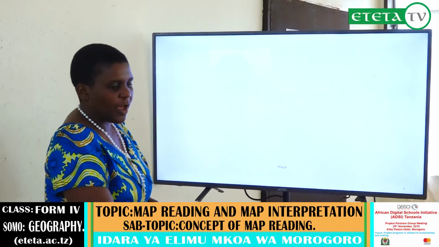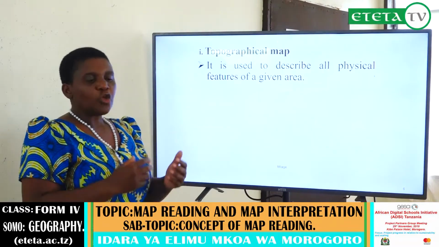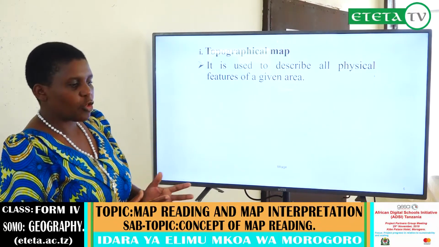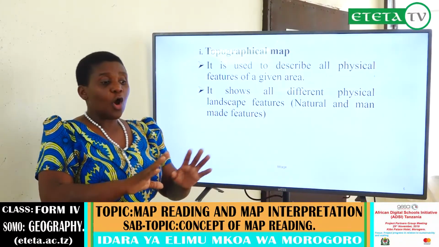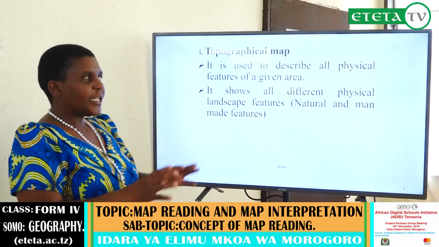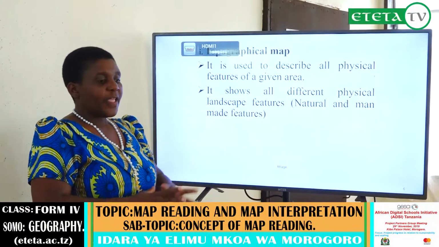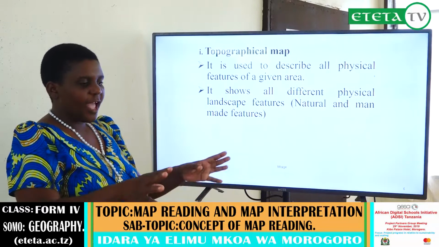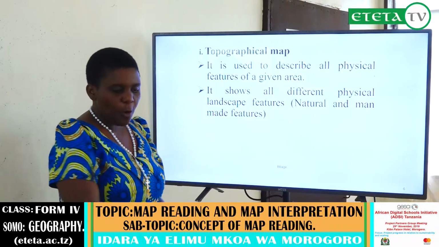Now, what are these topographical maps? Topographical maps are maps used to describe various physical features of a given area. They show all the different physical landscapes found in a certain area. They describe natural features and man-made features. The natural features are like mountains, valleys, and plateaus. But man-made features are like buildings, roads, etc. All these could be found in topographical maps.